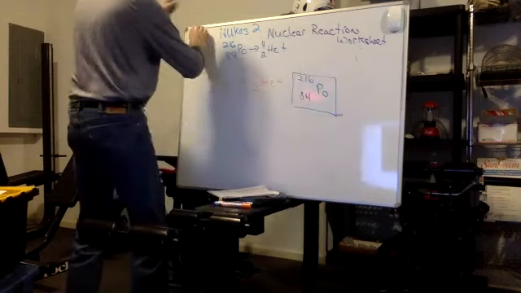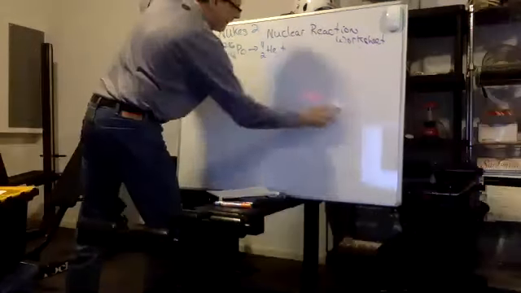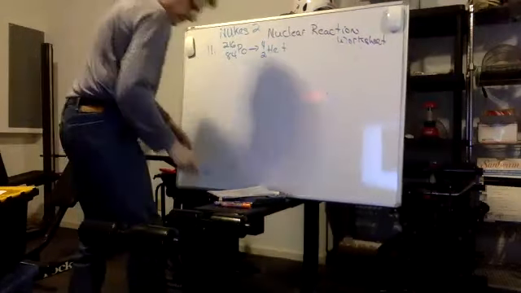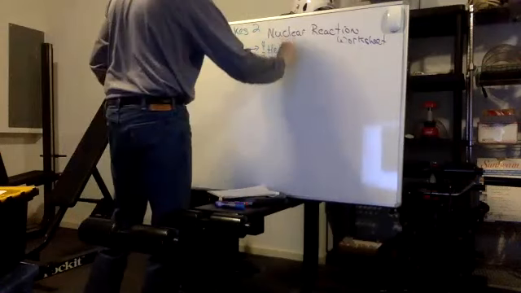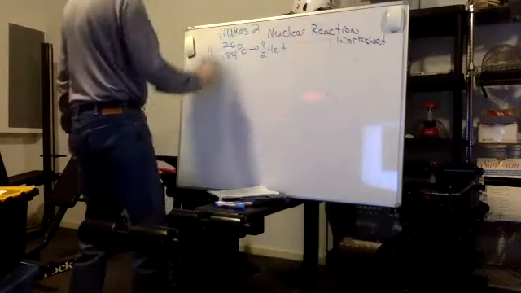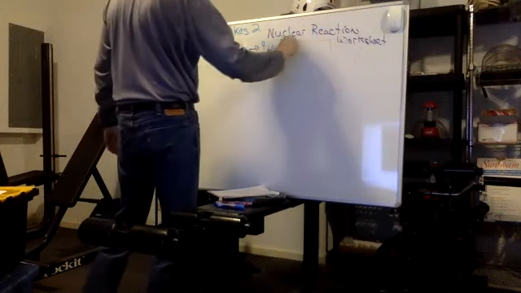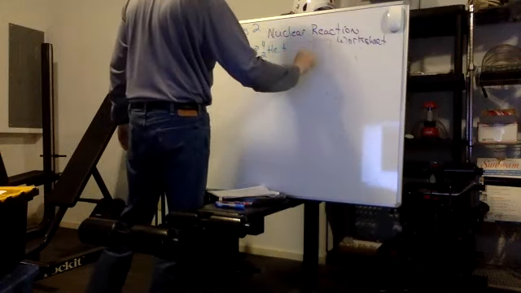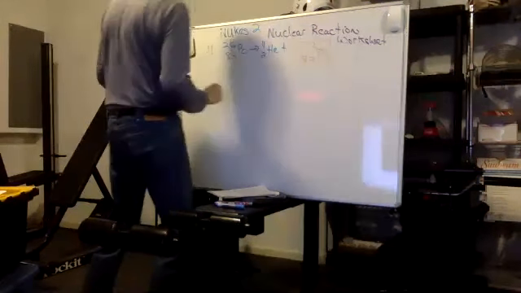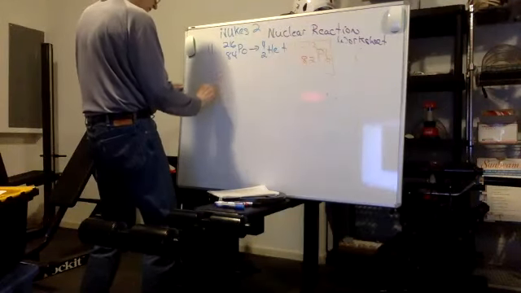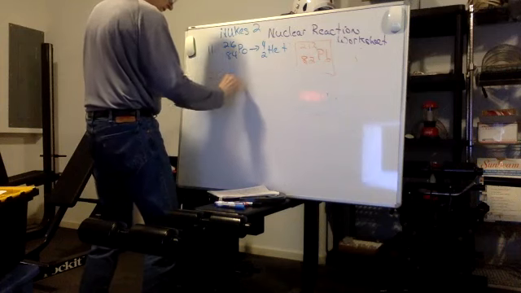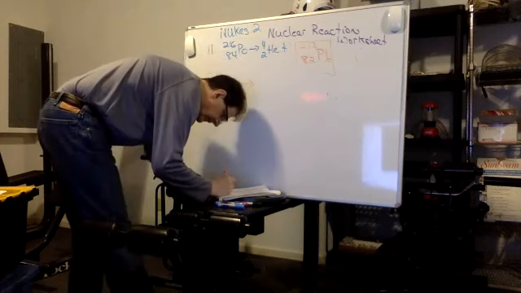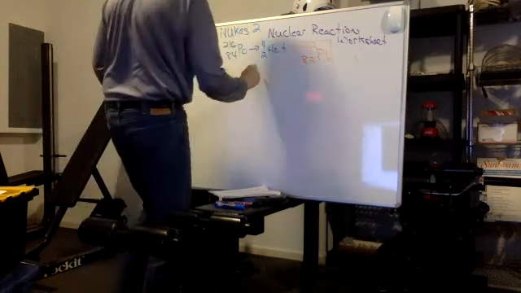Another isotope. So 216 less 4 would be 212. 84 less 2 would be 82, and that's going to be lead. So I'm going to take the 212, 82 lead, and that's going to undergo another alpha decay.